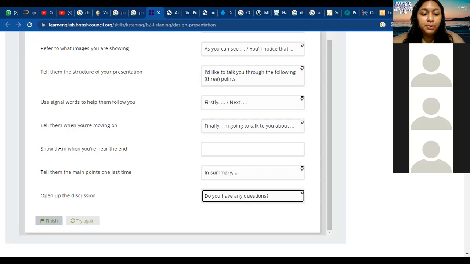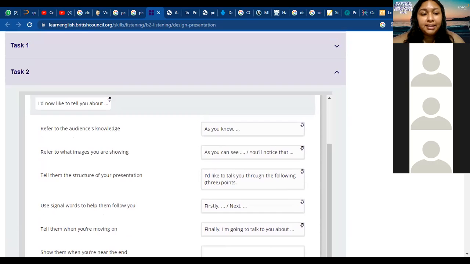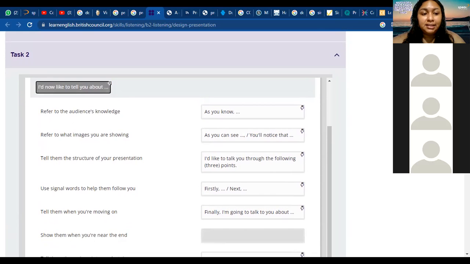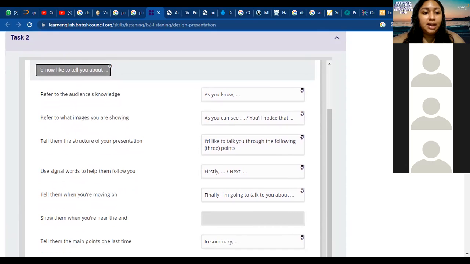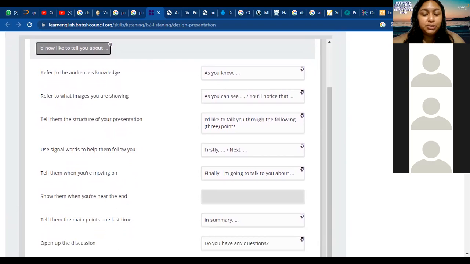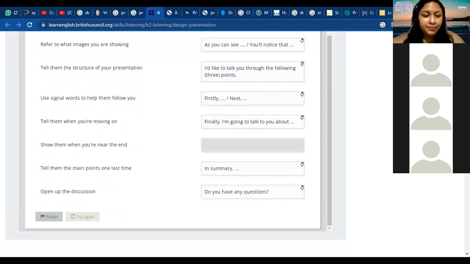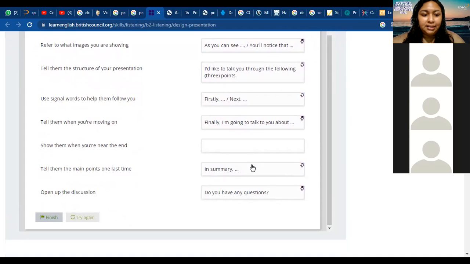Therefore, the expression that we can use in order to show your audience that you're near the end is, can you read it for me? As we know... we interchange that one. Exactly. So I'd now like to tell you about, right? That should be the answer for telling them when you are moving on.